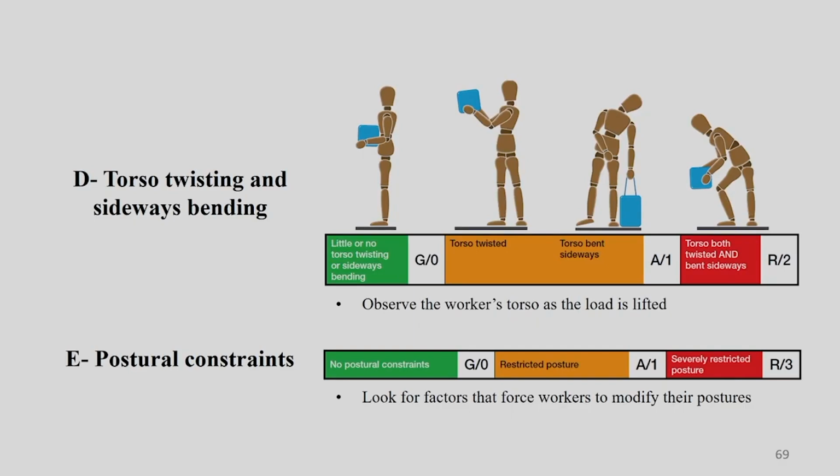From this particular understanding, if you see that your value is coming in the red zone, you really need to see what are the things available in the workplace which is actually forcing the worker to hold such a posture. Okay, so that is this particular variable which is called postural constraint.